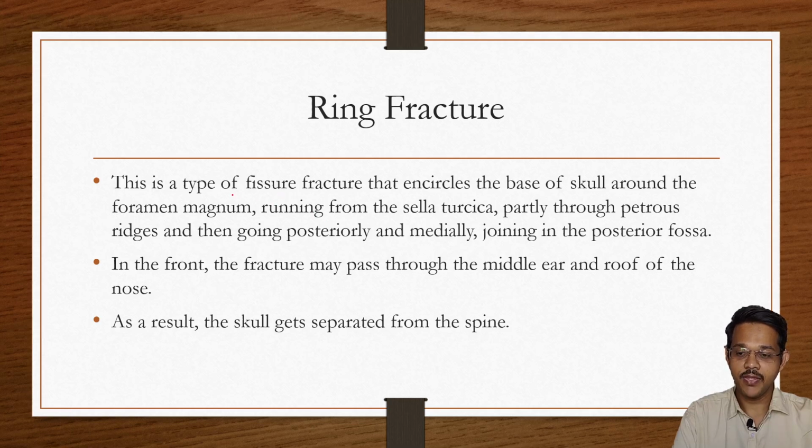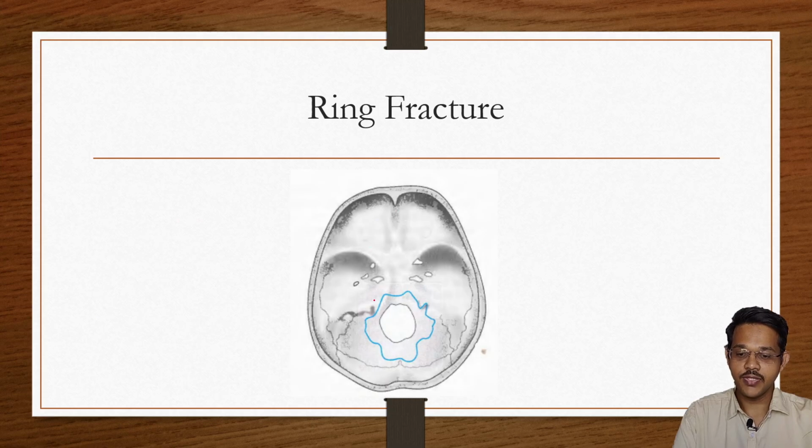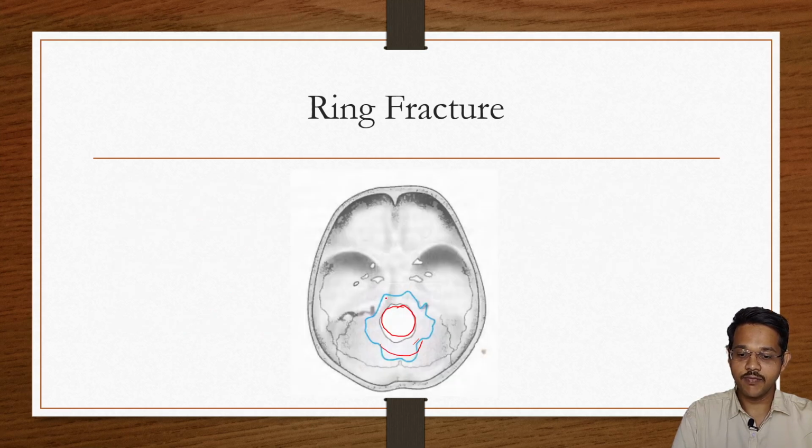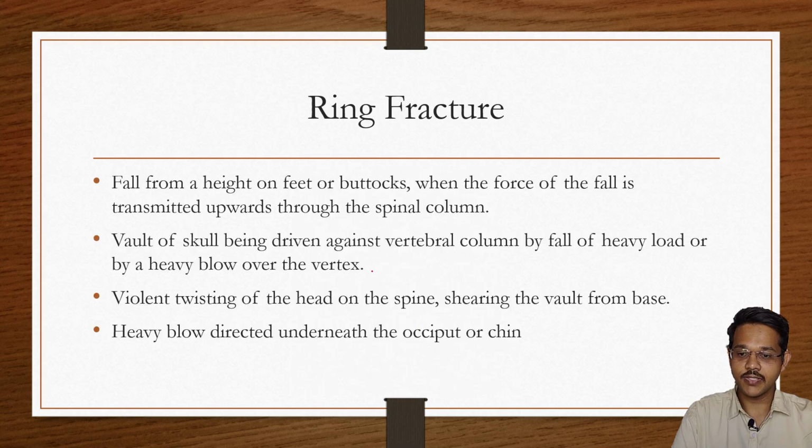Next is the ring fracture. This is a type of fracture that encircles the base of the skull around the foramen magnum, running from the sella turcica partly through the petrous ridges and then going posteriorly and medially, joining the posterior fossa. So this is a fracture usually seen parallel to the foramen magnum, which is the opening for the spinal cord. In the front, the fracture may pass through the middle ear and roof of the nose. As a result, the skull gets separated from the spine. So because of this, the skull may get separated with ring fractures.